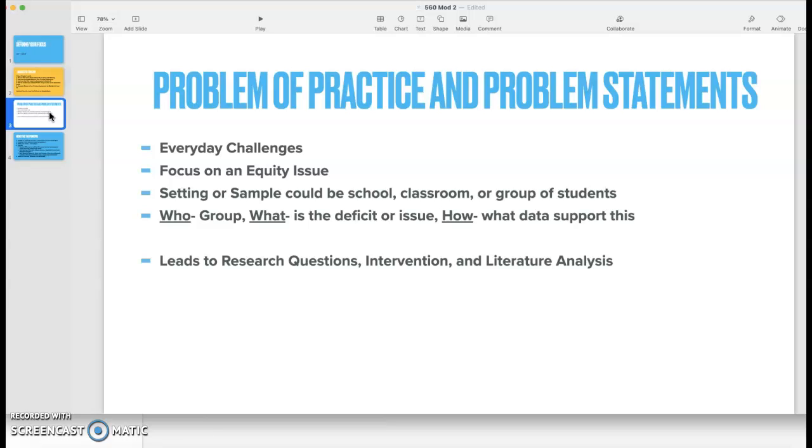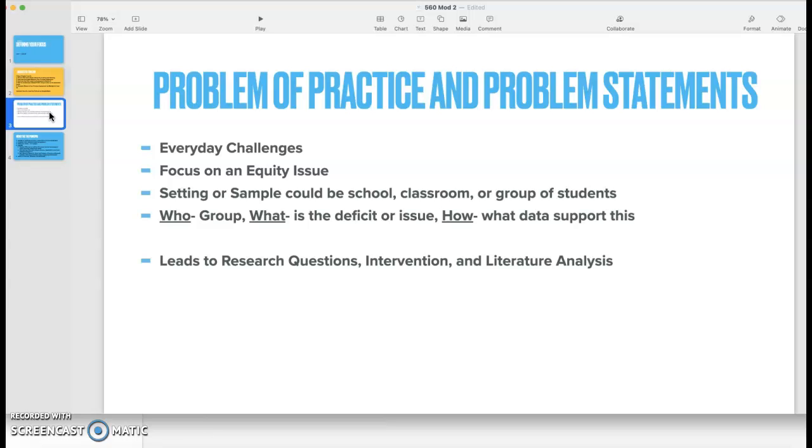So that problem of practice and that problem statement, that'll help lead to some research questions and then ultimately lead to an intervention and some literature analysis that will help me even further define what intervention I want to put in place. So I've identified that I need to work with my 9th grade students, particularly my 9th grade students who have 504s. I've also identified that they're not passing classes. So I can start to think of some important research questions. Why are they not passing classes could be the most simple.